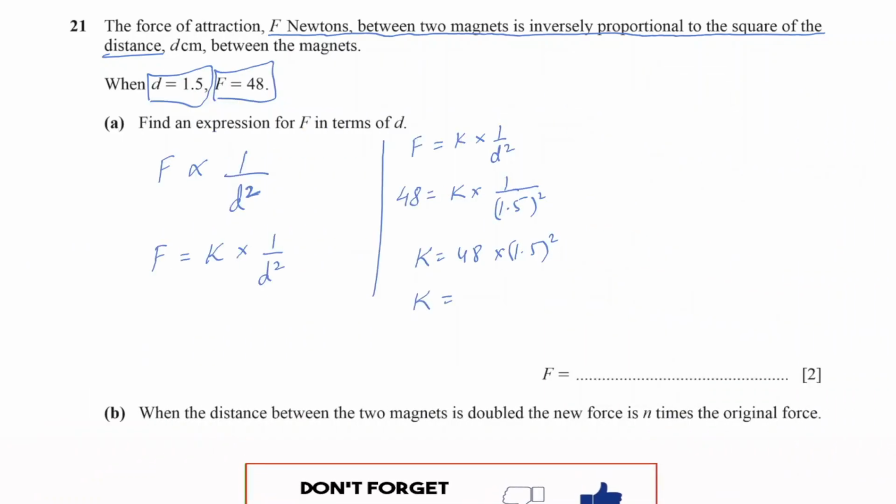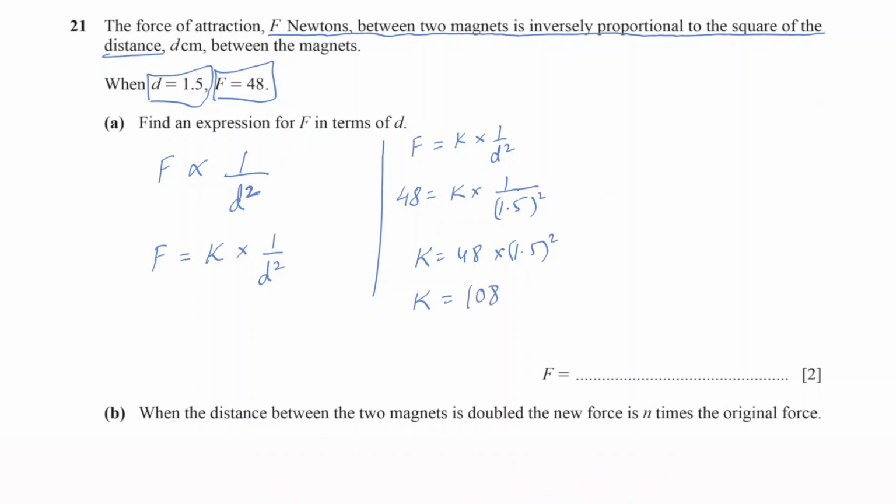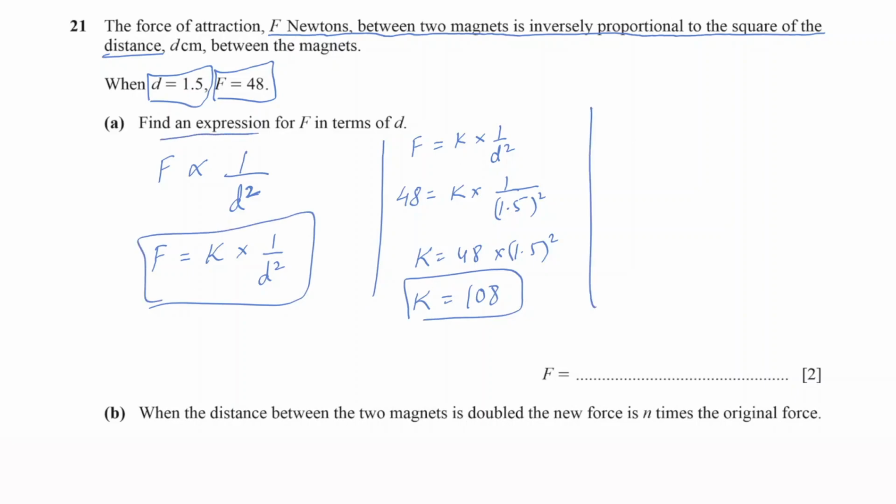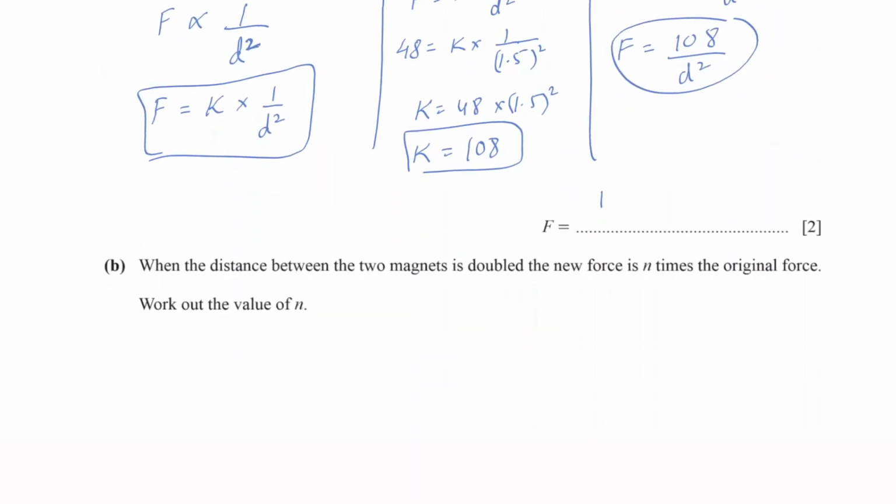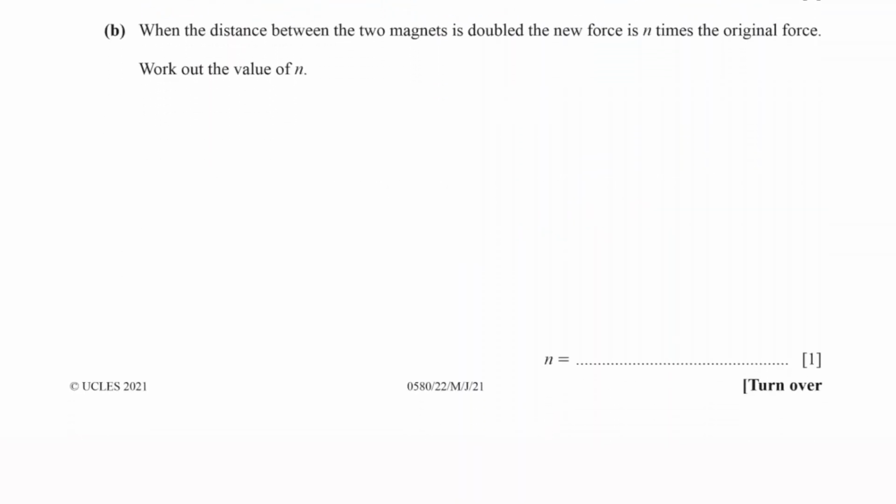K is 108. Now we can put this value of k in this equation, because we have to find the expression for F in terms of d. So finally we can write F equals 108 by d square. This will be our answer. F is equal to 108 by d square. I hope you understand this.